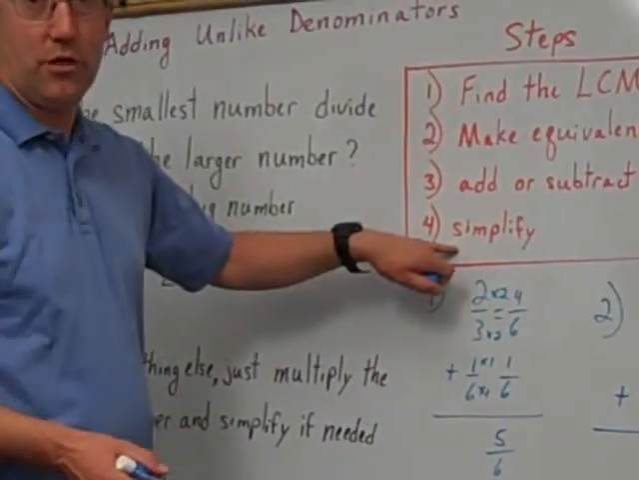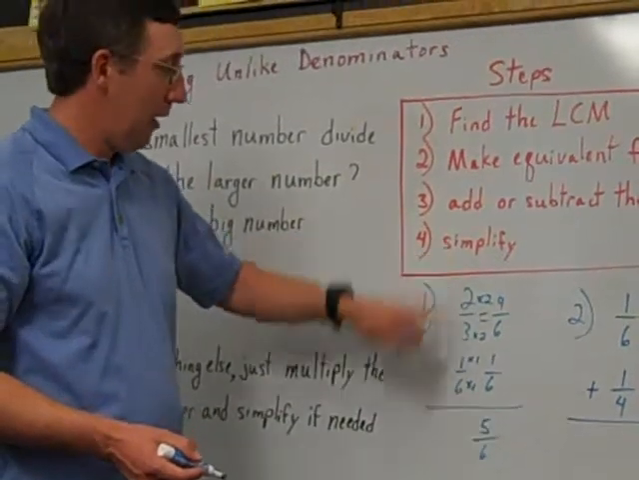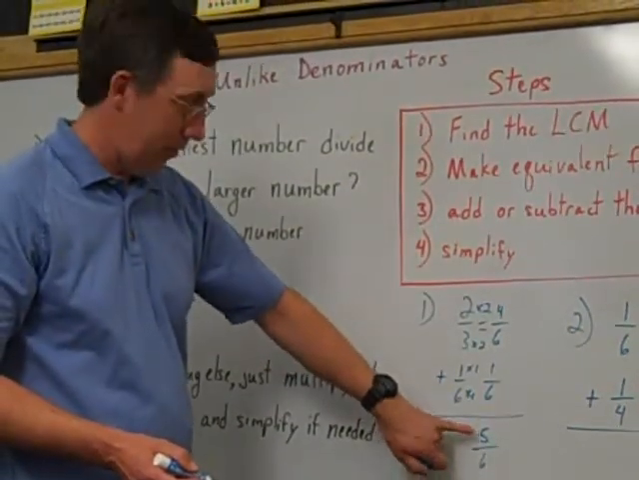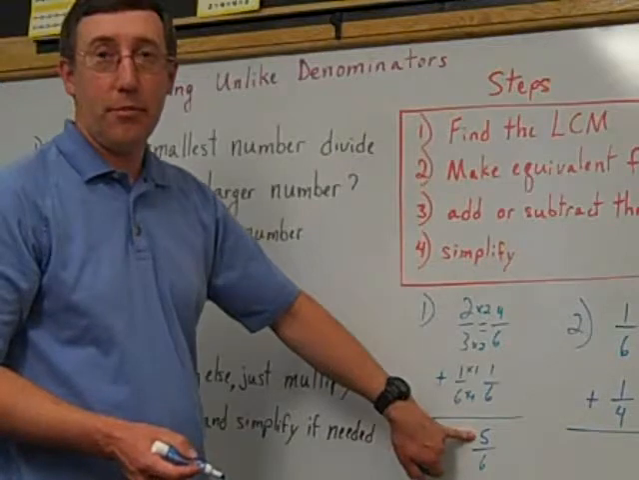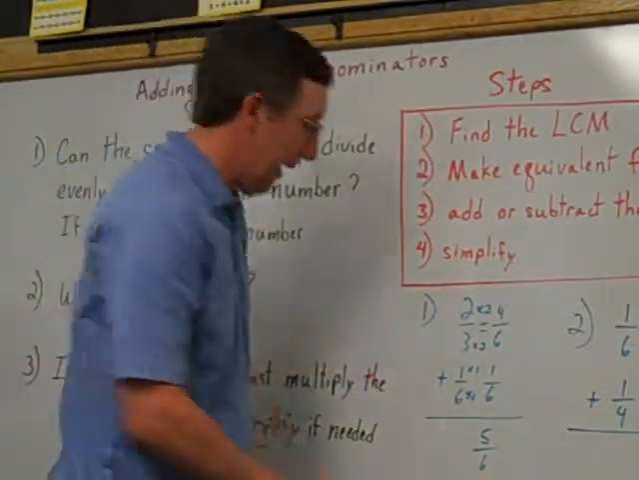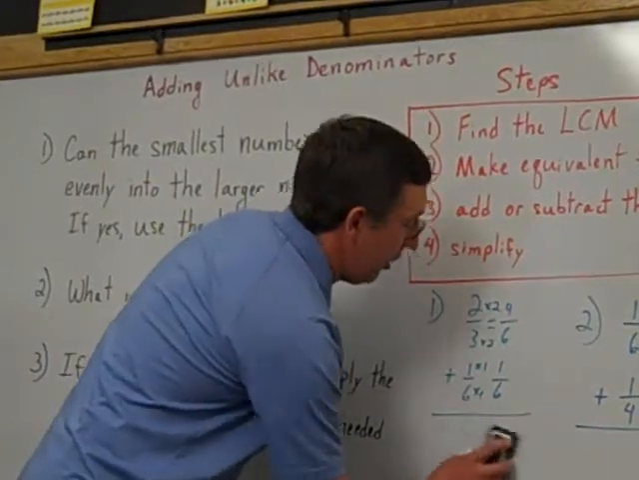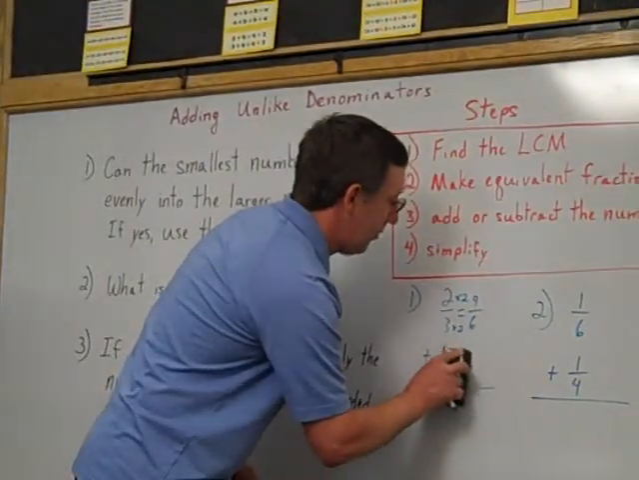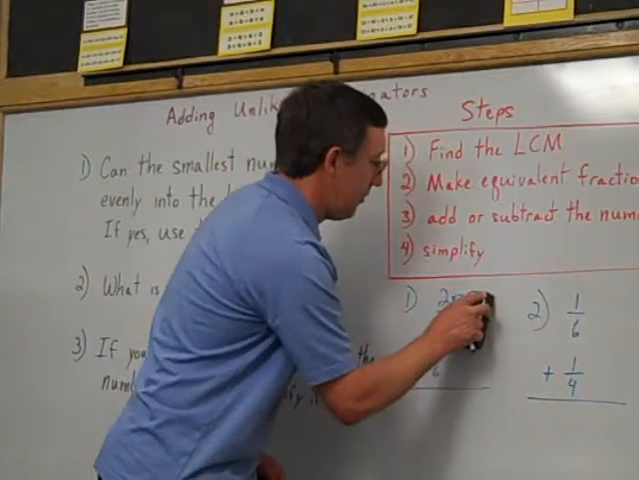Then I have to ask myself, can I simplify this? And in this case, I cannot, because my numerator is a prime number and the denominator is not a multiple of that prime. Okay? So that's, in a nutshell, the way that you would add or subtract unlike denominators.